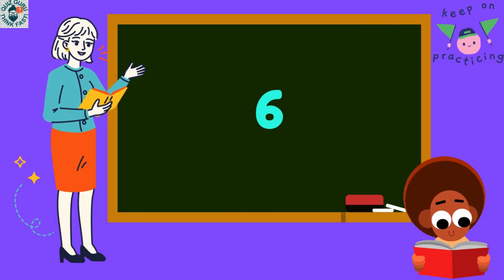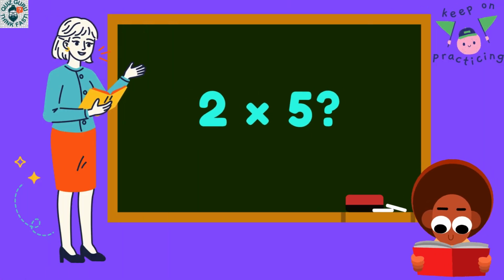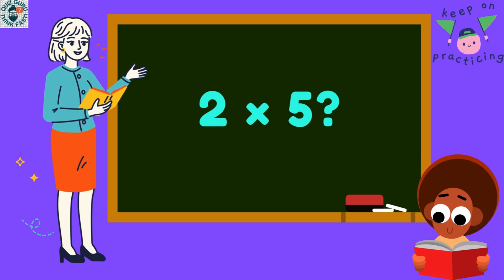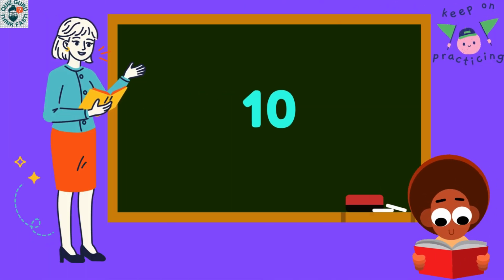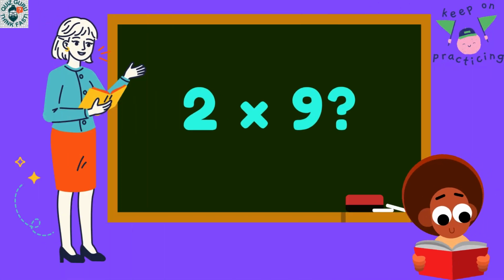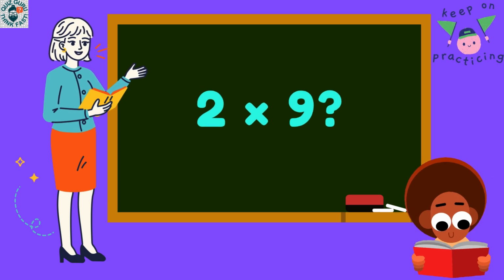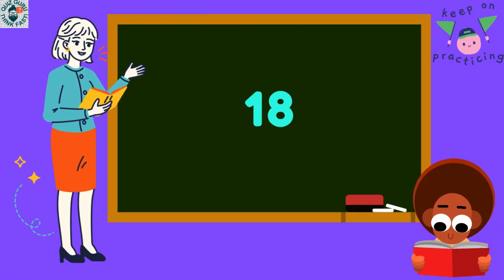It's 6. Question 2. What is 2 times 5? It's 10. 2 times 9. It's 18.